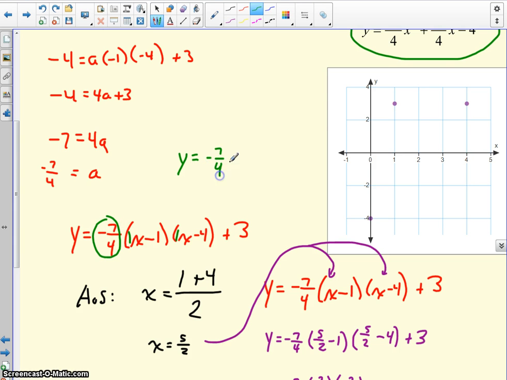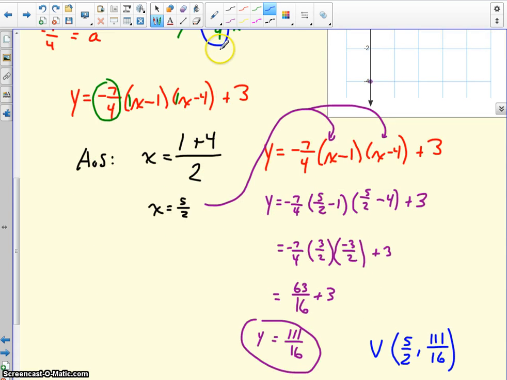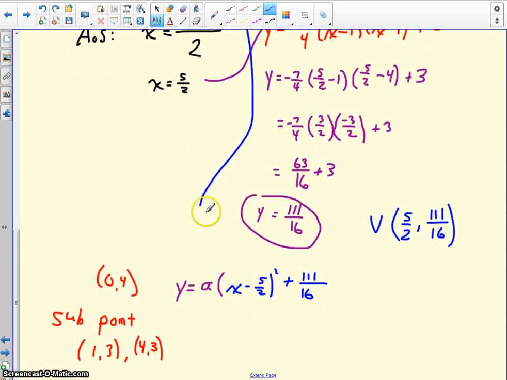So in standard form, I know without doing tons of work, I'm going to have -7 over 4 x squared plus something else. Okay, I don't really care what that something else is. All I cared about was my a value in standard form. Once I see that's -7 over 4, I know I can carry over that a value into vertex form. Okay, so that gives me y equals -7 over 4 times (x minus 5 over 2) squared plus 111 over 16.